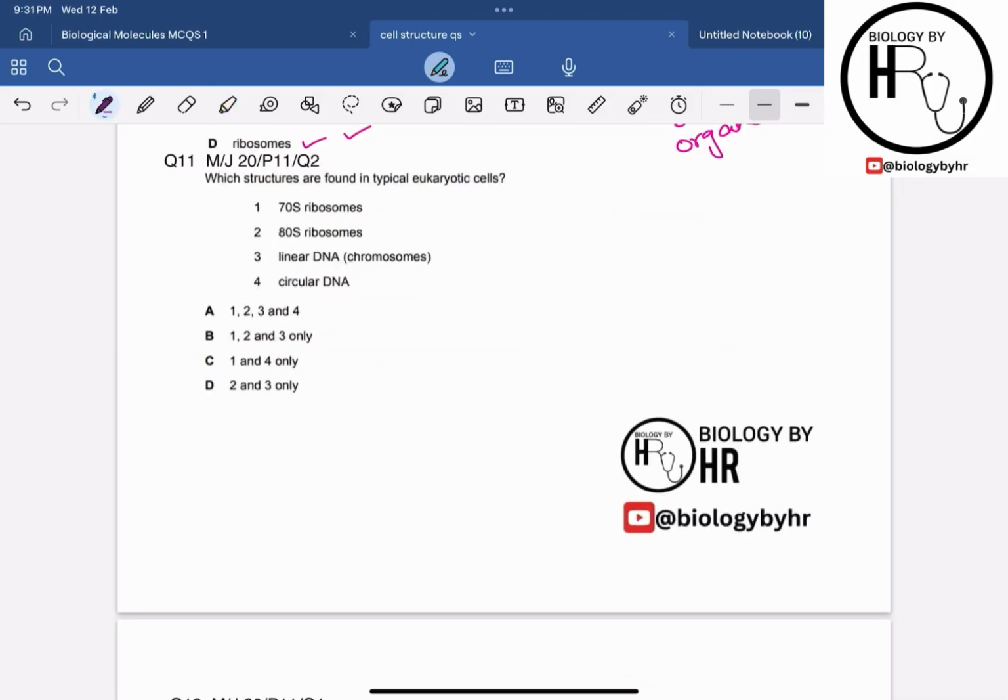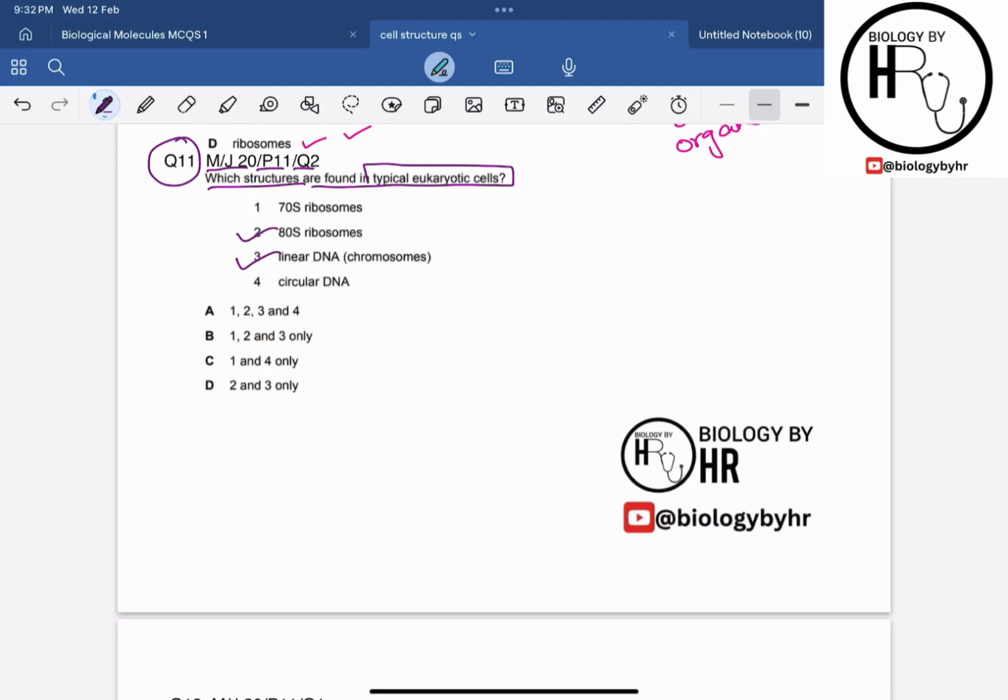Let's now move on to question number 11 over here, which is from May-June 2020, paper 1-1, question 2. It says, which structures are found in the typical eukaryotic cell? In the typical eukaryotic cell, obviously 80S ribosomes are present, linear DNA is present, which is enclosed in a nuclear envelope. We know that.